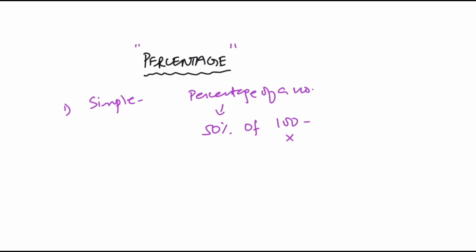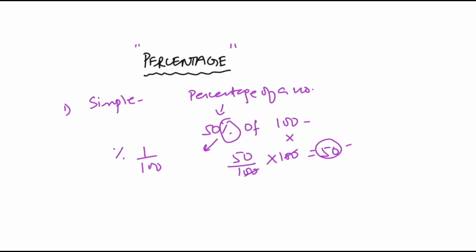Now what does percent mean? Percent basically means 1 upon 100: you multiply the term which is with it by 1 over 100. So if you are asking 50% of 100, that is a very basic question, and we end up with 50. So if it's that simple, then why do most students dread percentage?